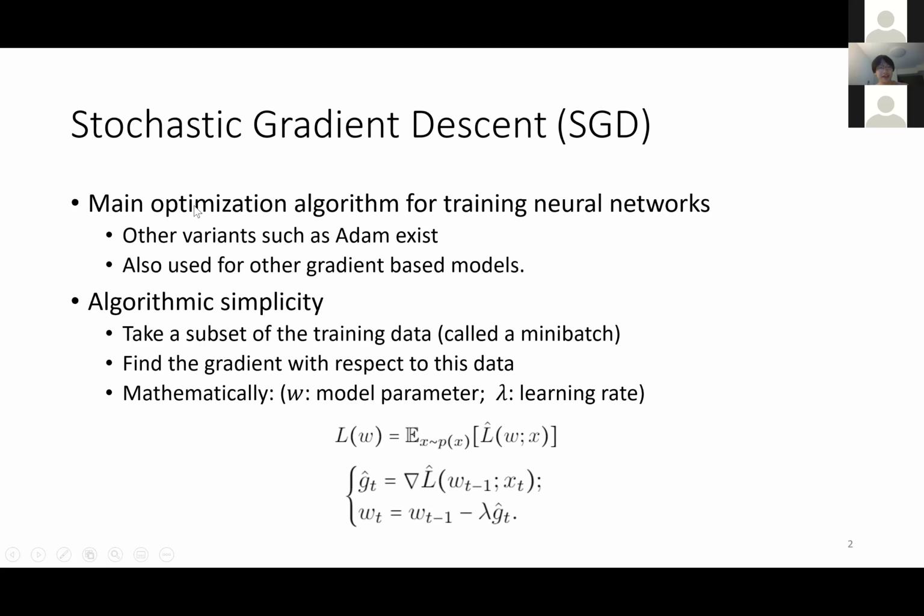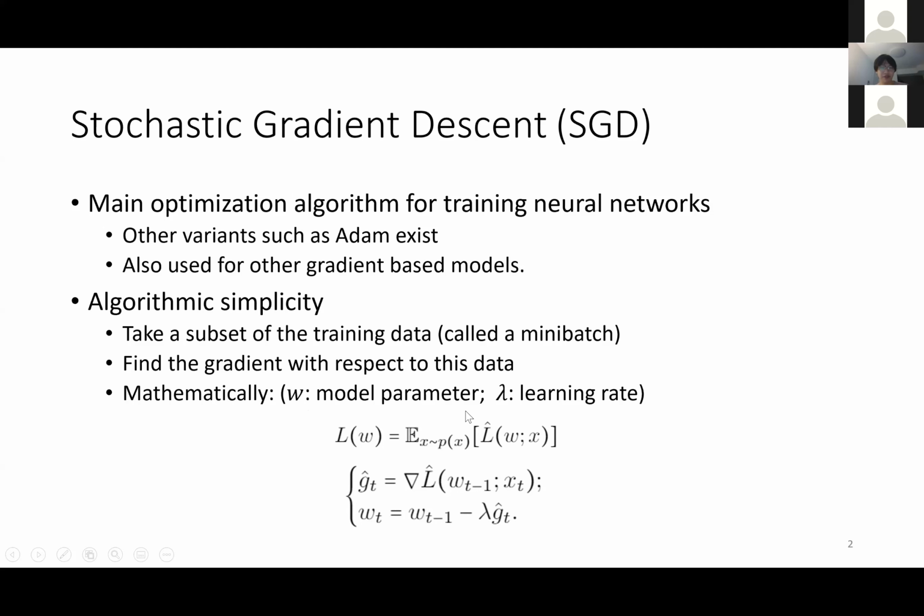Well, it is the main optimization algorithm for training neural networks. And other variants such as Adam and maybe other ones exist. And it is also used for other gradient-based models. And one crucial feature of SGD is its algorithmic simplicity. So what you do is that you basically take a subset of the training data, which we call the minibatch, and then you find the gradient with respect to this data. Mathematically, you can describe it with only two lines of equations.